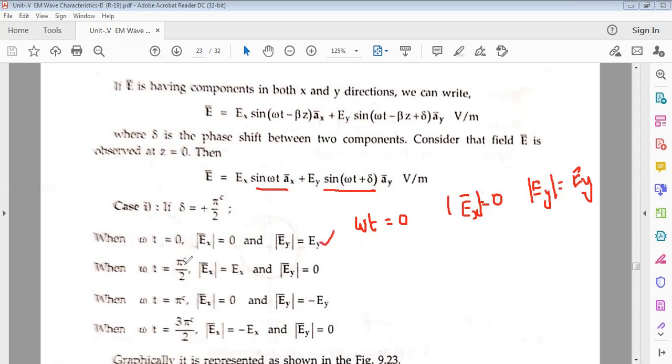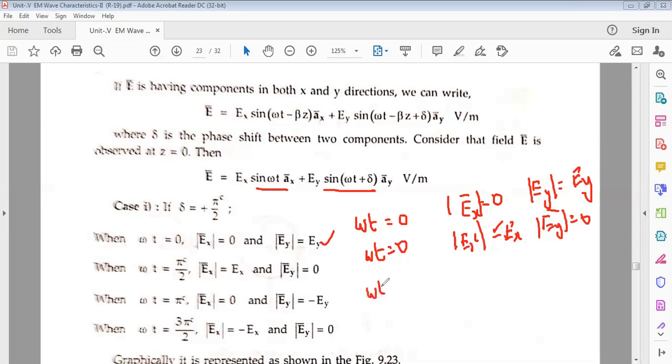And omega t is equal to 90 degrees. The magnitude of Ex is 1, so we get Ex. Sine 90 is 1 and it is Ex. And here 90 plus 90 is 180, sine 180 is 0, so the Ey bar magnitude is 0. So when one is a maximum, the other decreases. If one increases, the other decreases.